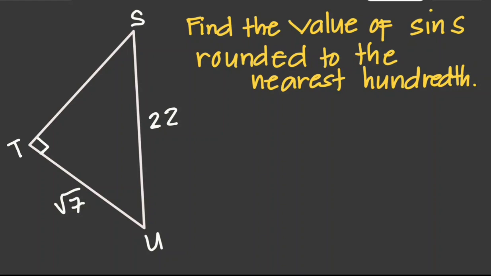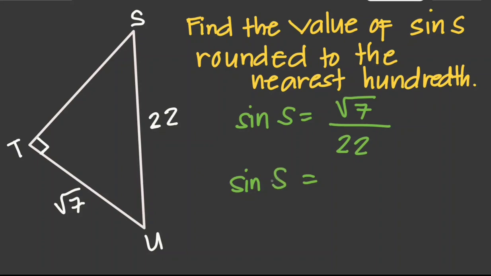Okay. How about this next problem here? Find the value of sine s rounded to the nearest hundredth. So sine s here is just equal to the opposite side, which is square root of 7, divided by the hypotenuse, which is 22. So sine of s is equal to square root of 7 divided by 22, to the nearest hundredth, so that is 0.12.